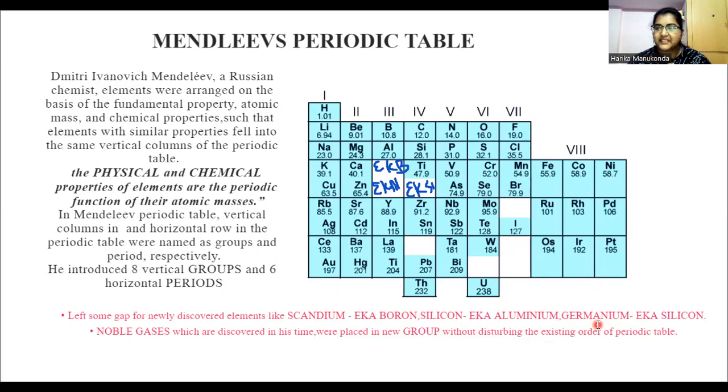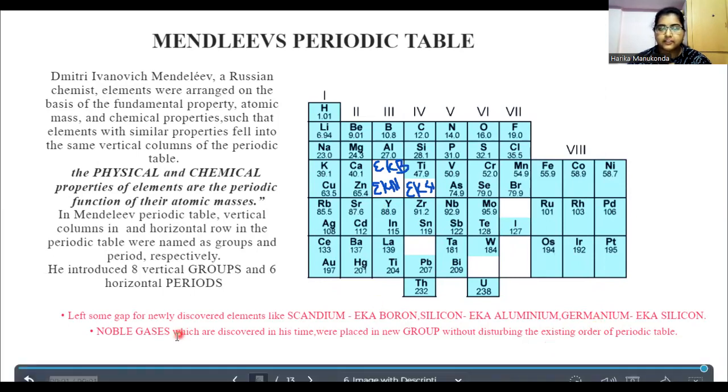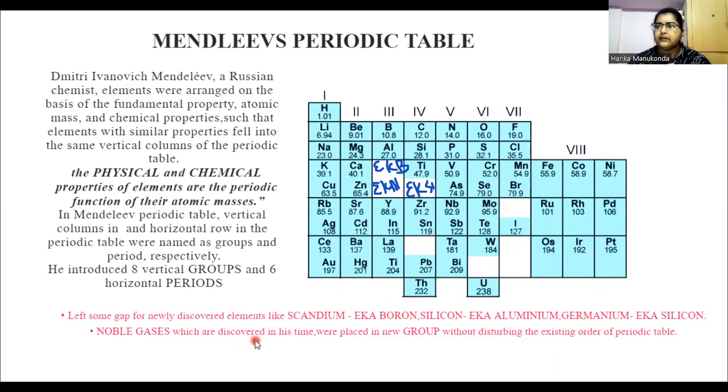Because he left some gaps for the discovery of new elements, he could also accommodate the noble gases, which were discovered in his time. He observed that noble gases all have the same properties: they do not react with anyone and they are very stable. He observed that the physical and chemical properties of these noble gases are the same.